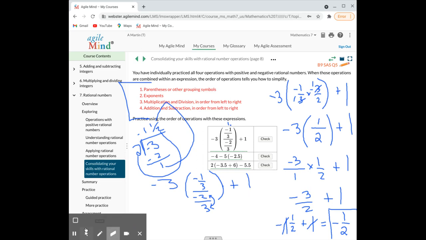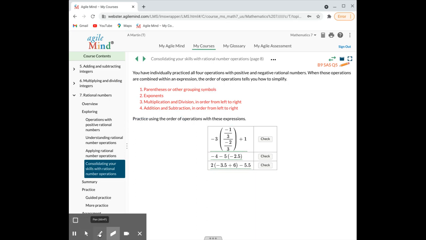All right, so let's take a look at our next problem. Run us through this one, Ms. Layla. What's the first thing we would do on this problem here? Parentheses. All right, and we can't really do much inside the parentheses, but we do know that the parentheses next to a number means that we need to do what? Multiply, that's right.